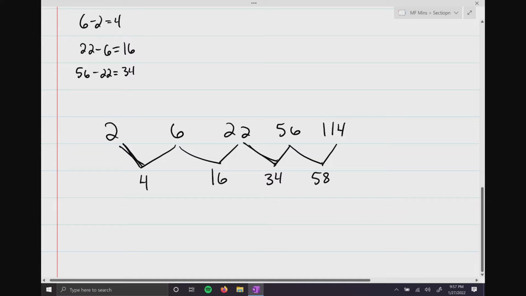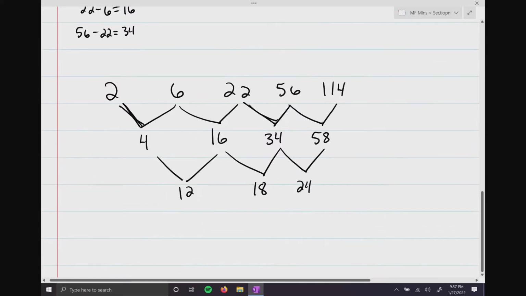Now, it looks like there's really nothing going on here, but if we continue to do this, how about 16 minus 4? Well, that's going to be 12. And 34 minus 16, well, that's going to be 18. And 58 minus 34, well, that's going to be 24. Notice now, we're starting to see something here. Well, what's 18 minus 12? Well, 18 minus 12 is 6.